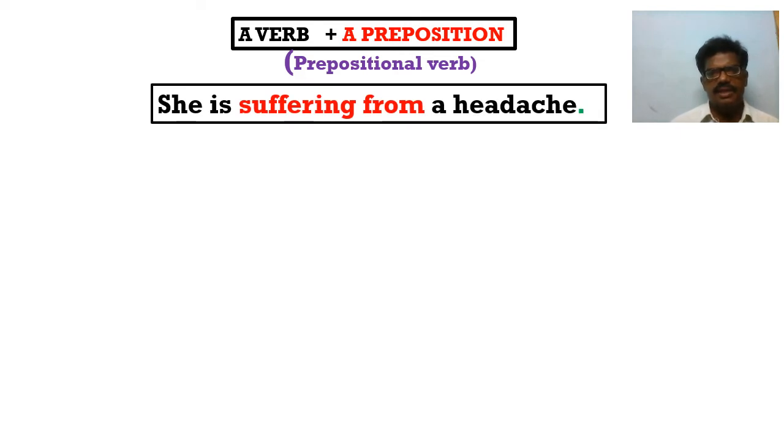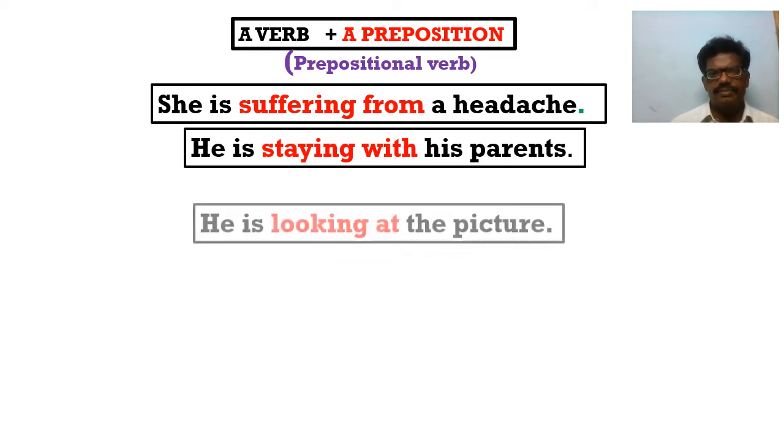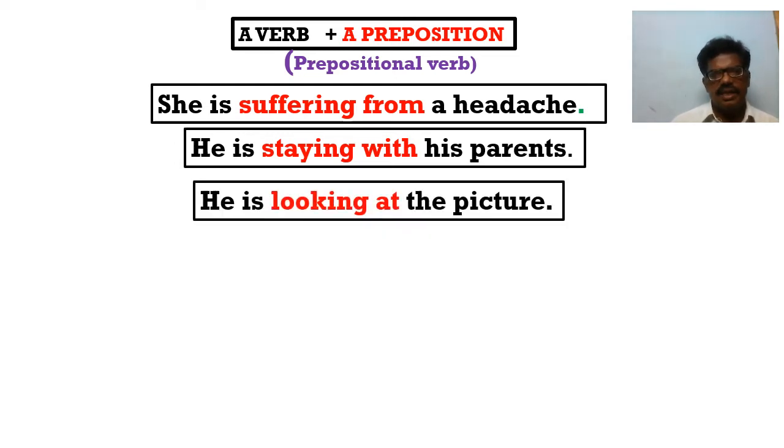Here in this sentence, the prepositional verb is formed with a verb suffering plus a preposition from. Here the prepositional verb is formed with the verb staying plus a preposition with. In this sentence, the prepositional verb is formed with a verb looking plus a preposition at.